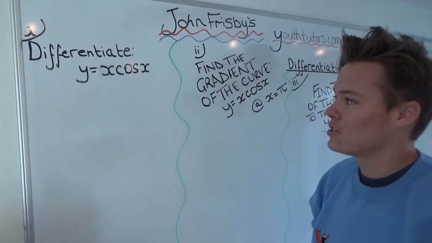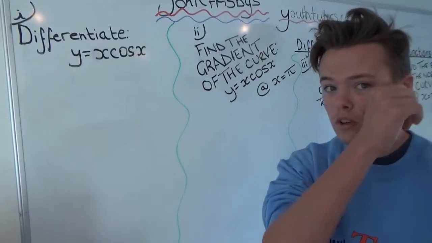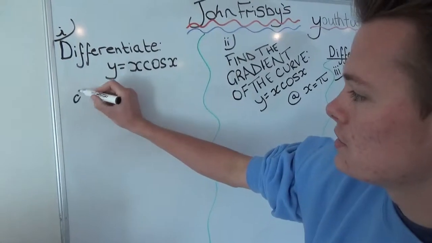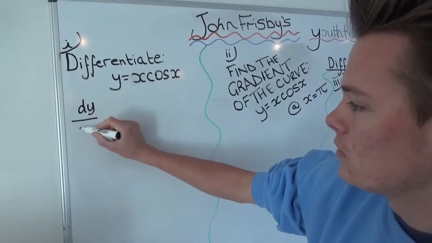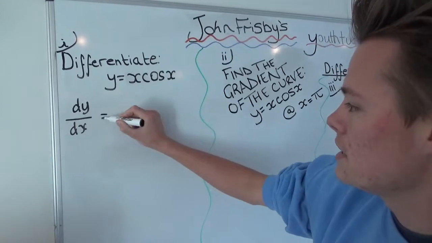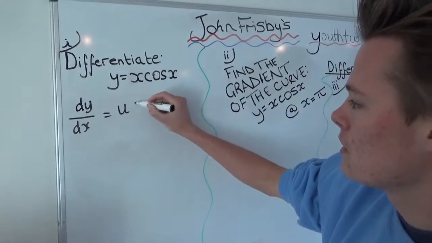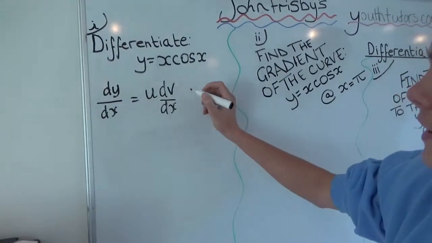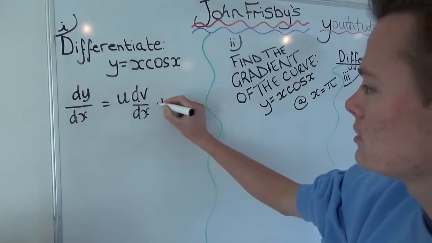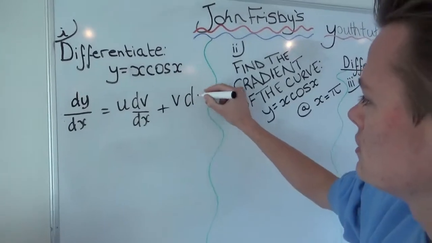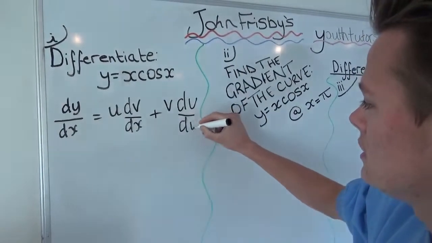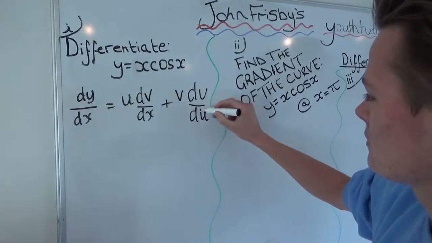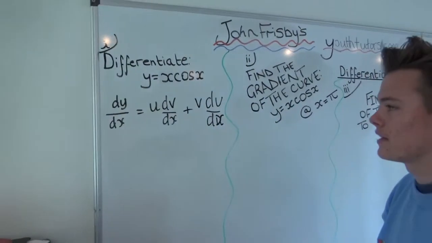In doing this, we're going to need to use the product rule, which is something we need to be learning. So if I write this in, it's going to be dy over dx equals u dv over dx, and then plus v du over dx. That there is the product rule.